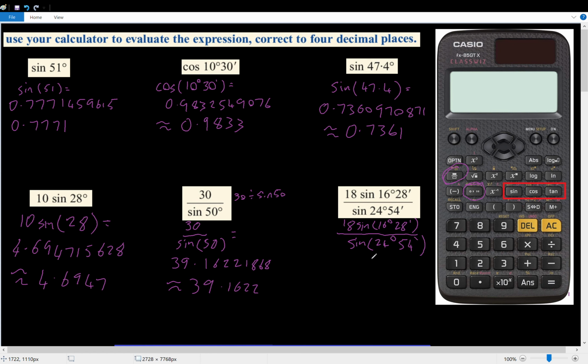So once we've got all this put into our calculator, if we press equals, we should get 12.11829123, and if we round that to 4 decimal places, we got 12.1183, like that. So that is how you will use a scientific calculator to get the sine, cos, or tan of a given angle.